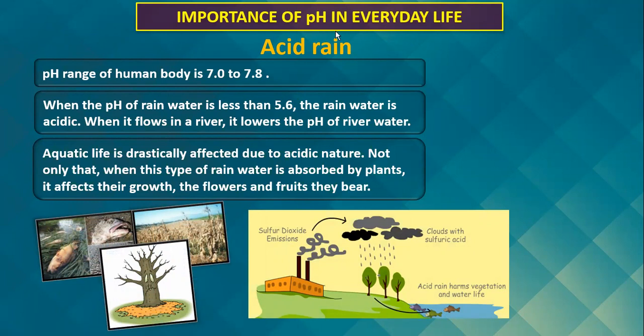Due to that acid rain, you can see here how they get affected: aquatic animals, plants, and trees, etc. Is it right? So look at here. These are the effects due to the acid rain. Sulfur dioxide emission appears in clouds with sulfuric acid. Acid rain harms vegetation and water life. So how does it happen? Sulfur dioxide is emitted from the industries into the atmosphere, and it combines with clouds to form sulfuric acid, and then it rains, that is, acid rain here. Acid rain contains sulfuric acid.